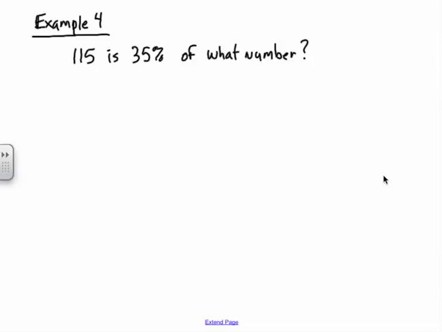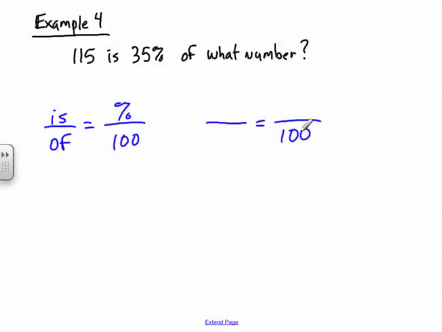Okay, guys, example number 4. It says 115 is 35% of what number? Okay, again, I like to write down these, and I think you should too, just so you get this in your memory. It becomes second nature, you don't even think about it. Is over of equals percent over 100, or part over whole. Okay, so I always put the 100 in the bottom right.